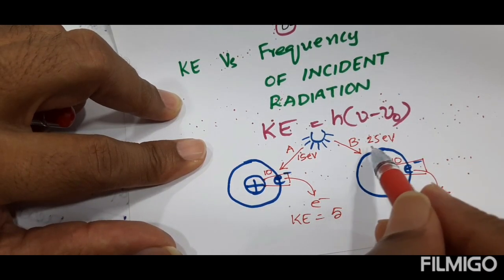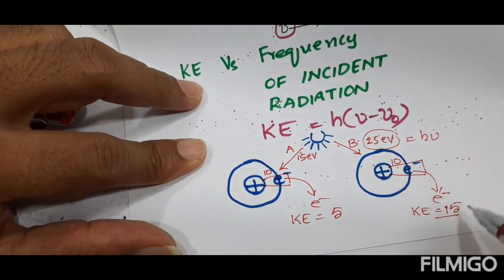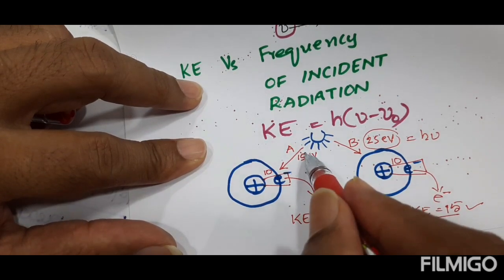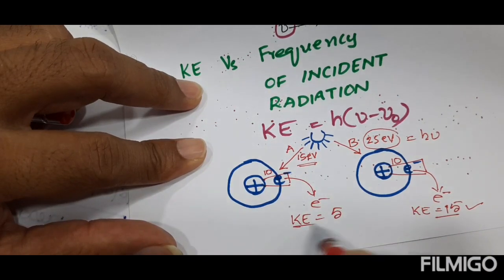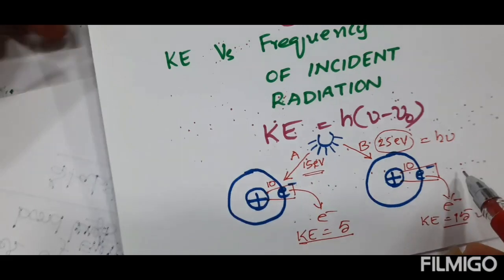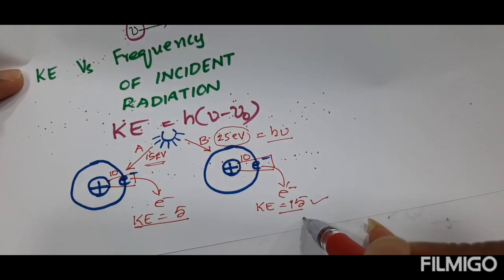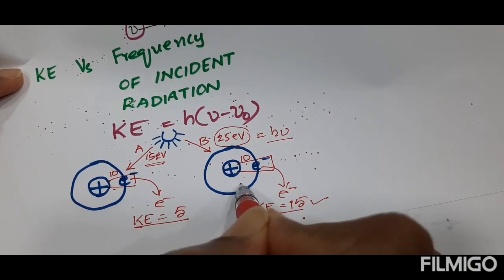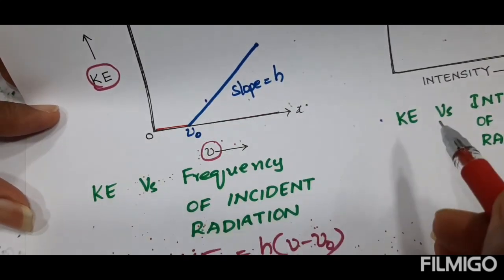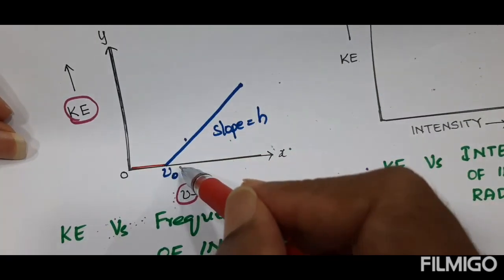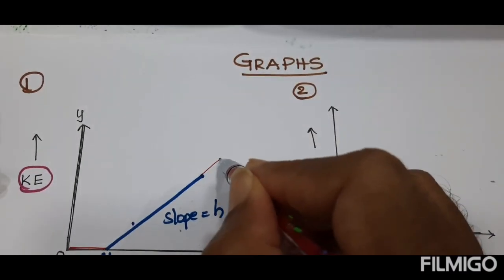Right? Whenever the energy of the incident radiation h nu increases, kinetic energy increases. Here the h nu value is 15 electron volts, so kinetic energy is 5. Here the h nu value is 25, so kinetic energy is 15, and the constant value is the threshold frequency. This part is utilized as the threshold. From there, as the frequency increases, the kinetic energy increases. So such a graph will come out.